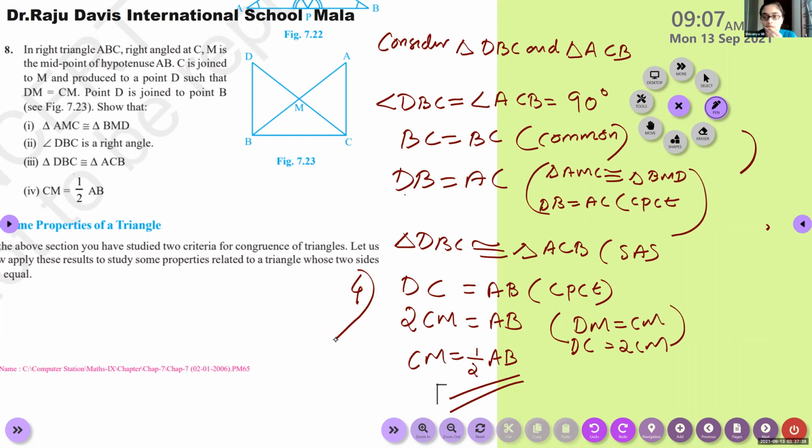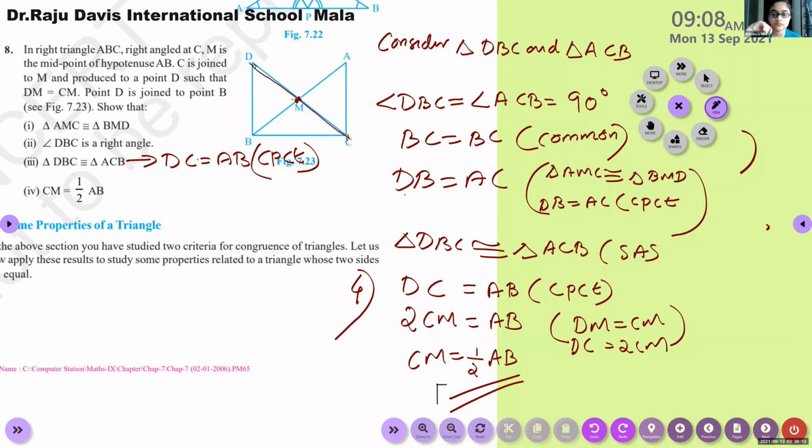Ma'am, can you explain it one more time? Yes. We have proved DBC and ACB are congruent. So we can write DC equal to AB, congruent parts, CPCT, clear? Now, DC is what? DC is this line, and M is the midpoint. So DC means 2 CM. Clear, Shivanya? Yes, ma'am.